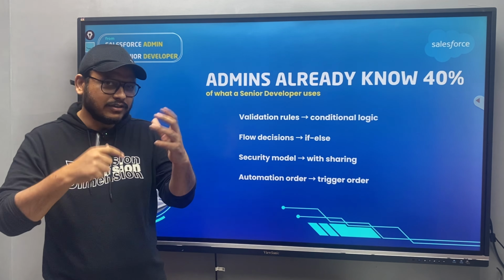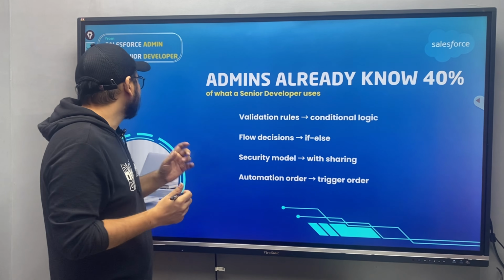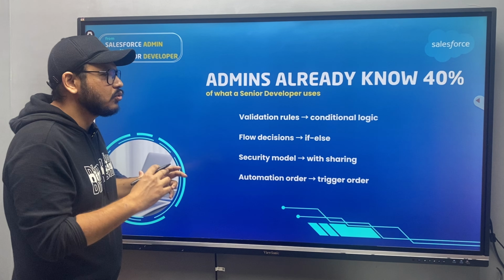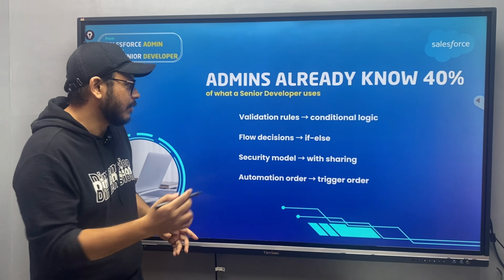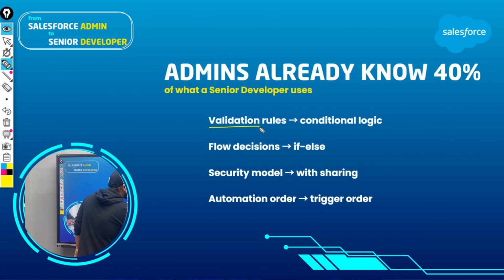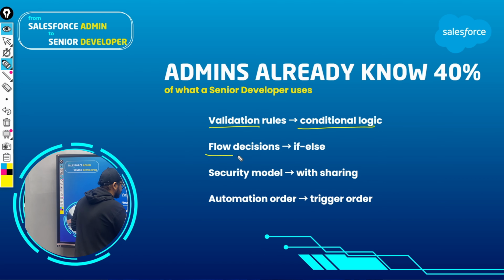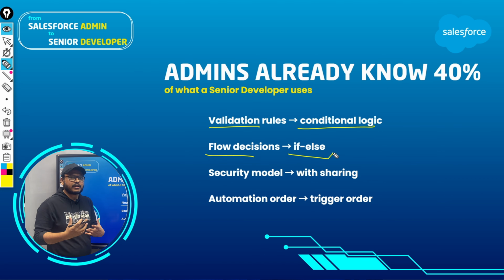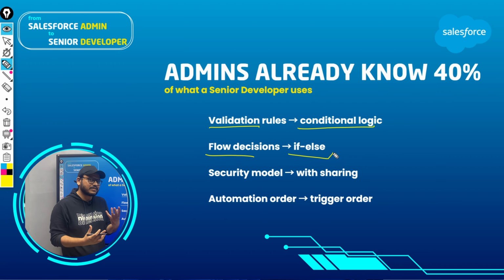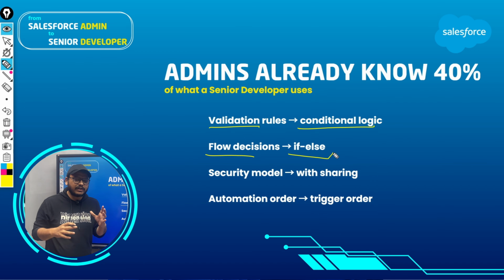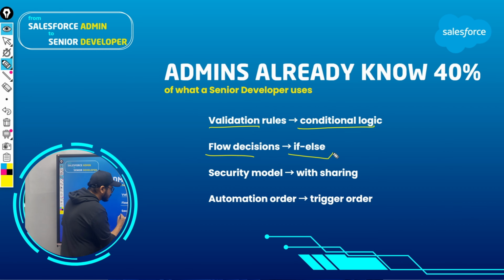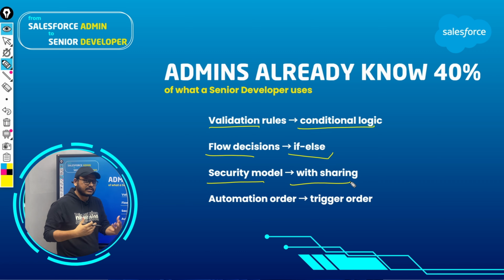In addition to the things I spoke about, there are other things you can do to build more concepts around development. For example, if there are validation rules, try understanding the conditional logic in the validation rule. If there are flow decisions, try to understand the if-else concept around that, right? Because understanding those concepts is very critical. Again, as I said, it's not about syntax. It is about whether we understand the overall flow, right? You understand the security model, and with that you understand with sharing, etc.